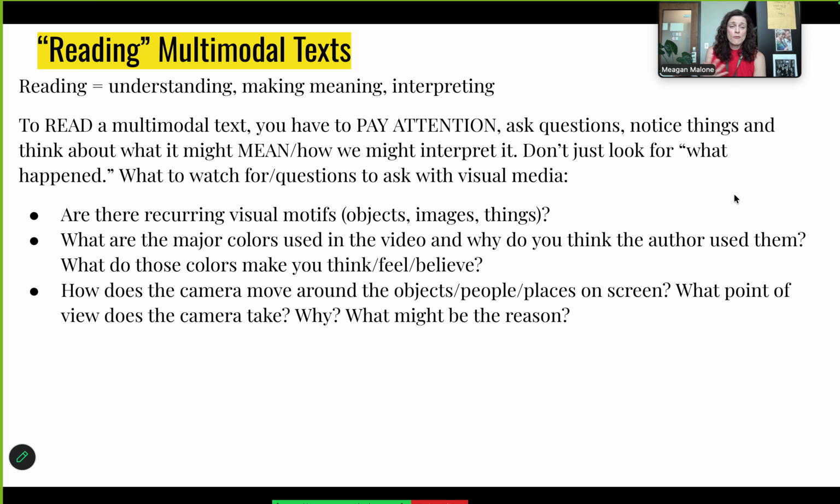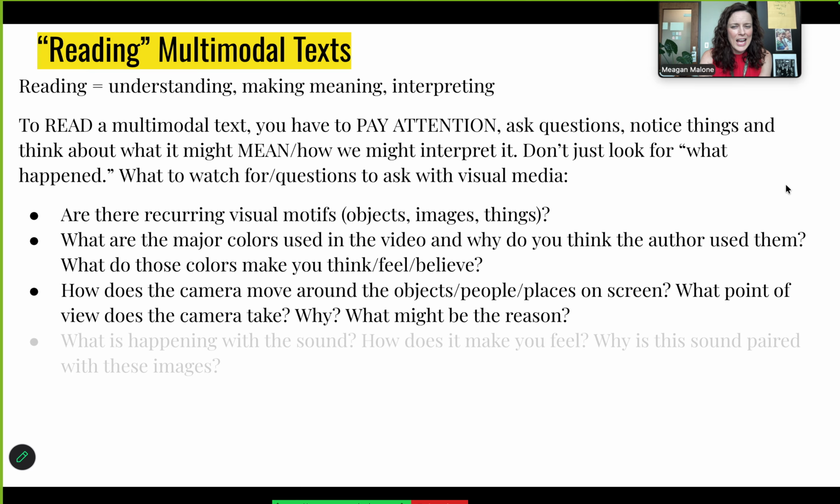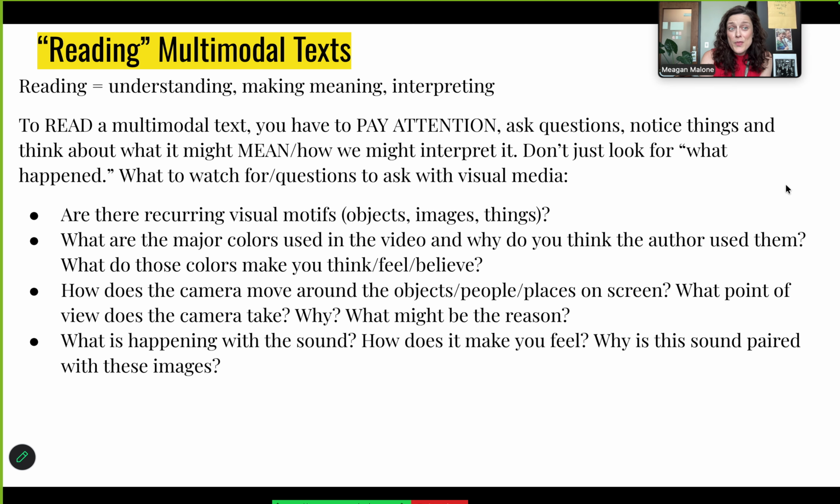What about the camera? If we're looking at a film or if we're looking at a short video, how does the camera move? What point of view does it have? And why is that happening? Think about the sound. Is it eerie? Is it overwhelming? Is there really exuberant music? Is there kind of just a lot of weird crackling noises? Why are these sounds paired with these images and what might that mean?